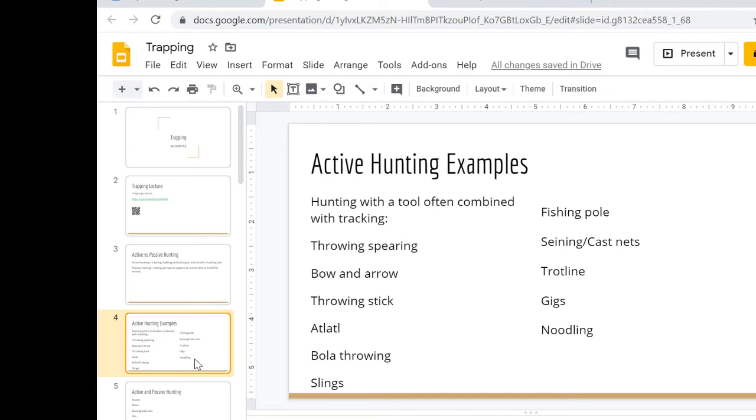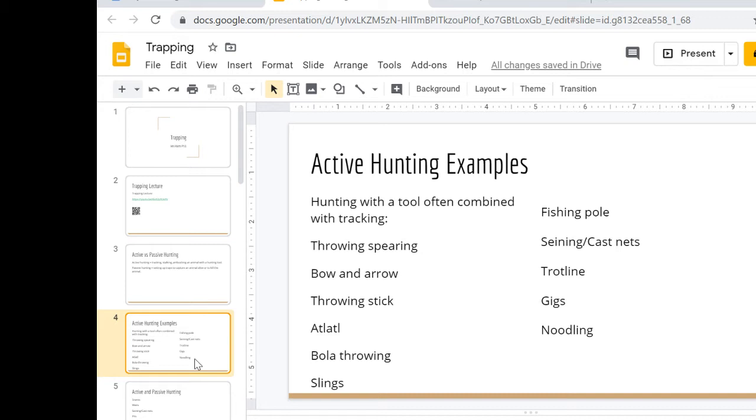And then you have a fishing pole. You don't think of that as active hunting because you're just sitting down, but you are actively trying to lure the fish. You can use a fishing pole with a hook as a primitive form of passive hunting to increase your odds by using like a spring snare, which we'll talk about in just a second, which we've also already done in class.